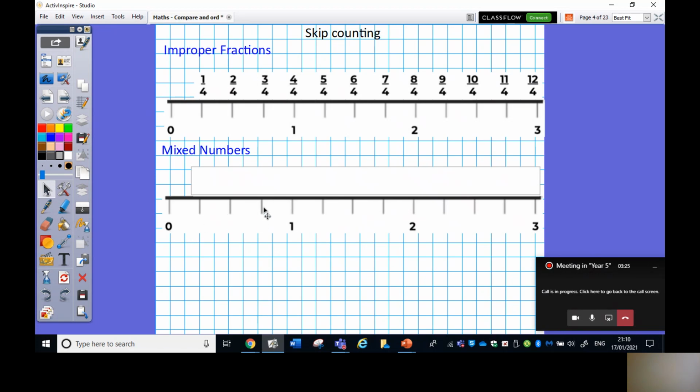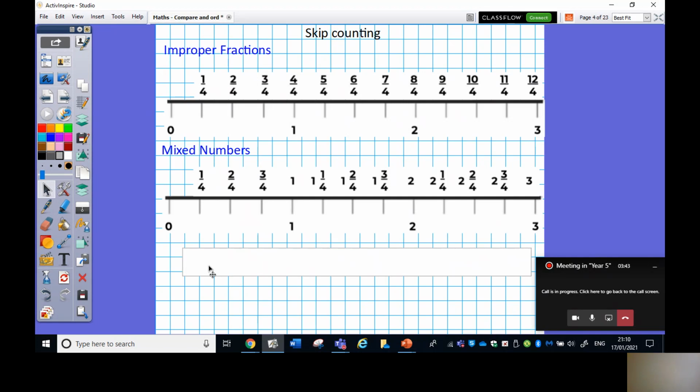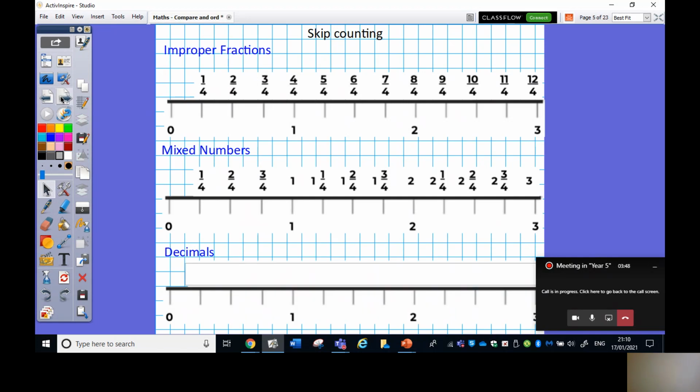2 quarters, 1, 1 2/4, 2, 2 2/4, 3. Fantastic. Great job. Okay, and lastly, let's count in decimals.